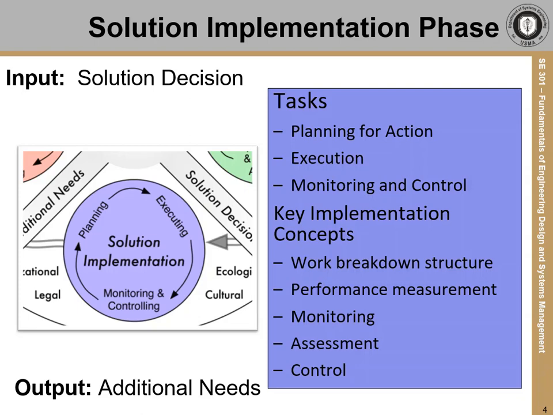The output of the solution implementation phase is additional needs, which may be in the form of new systems that are needed, new decisions that are required, or perhaps new processes that are needed to implement the solution. These additional needs serve as the starting point for new iterations of the SDP in order to come up with solutions to meet them. We'll be looking at several key concepts in this block, including the work breakdown structure, which we're discussing today, performance measurement, and then the monitor, assess, control cycle that we'll cover in Lesson 17.